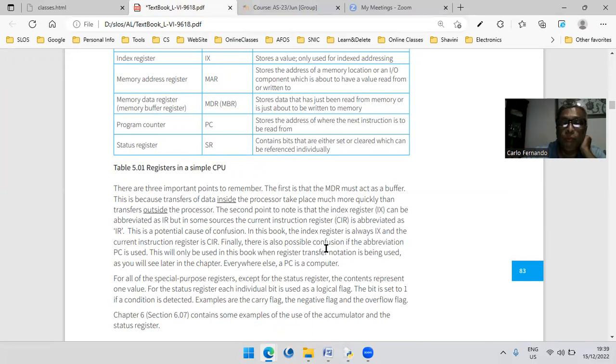Finally, there is also possible confusion if the abbreviation PC is used. This will only be used in this book when register transfer notation is being used, as you will see later in the chapter. Everywhere else, a PC is a computer. So in this chapter, we are doing the program execution, fetching, decoding, executing, and all that. The components, we have to consider it as program counter. Everywhere else, PC is a computer. What computer? Personal computer.